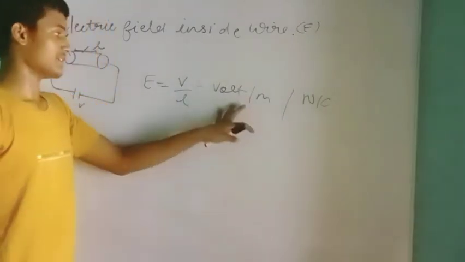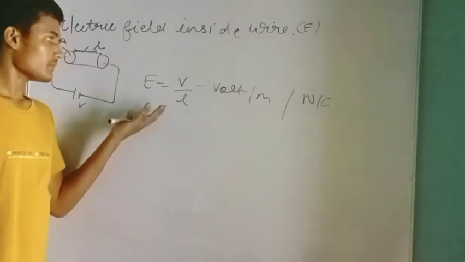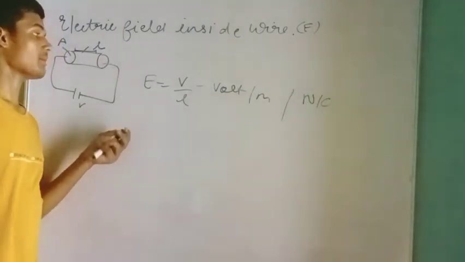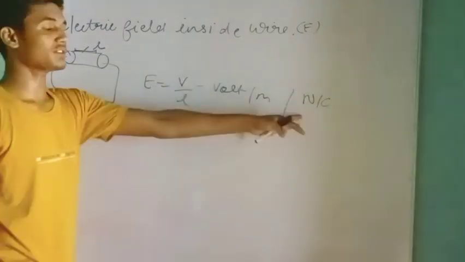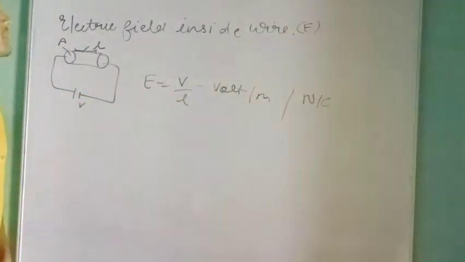First in the first lesson, and the second in the third lesson. Here we use volt per meter because we are dealing with moving charges, and newton per coulomb is for rest charges. So volt per meter is the unit of electric field inside the wire.